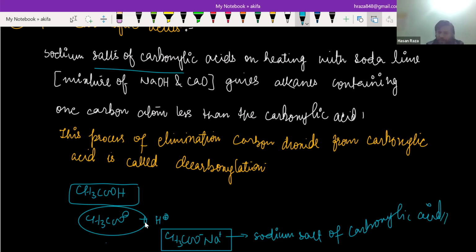I'm going to show you. There is a reaction: CH3COO Na plus. This is sodium salt of carboxylic acid reacting with NaOH in the presence of CaO, the soda lime, and when we heat it, it will evolve CO2. This part of CO2 will be evolved, and here CH3 and this H will combine.